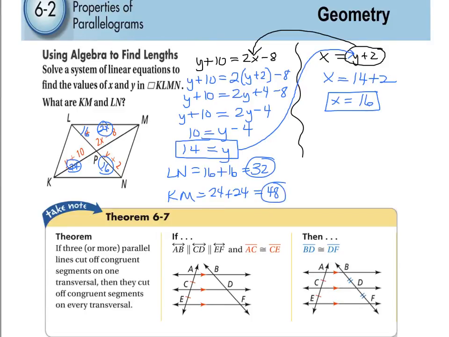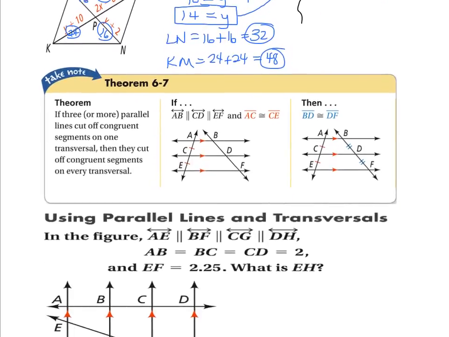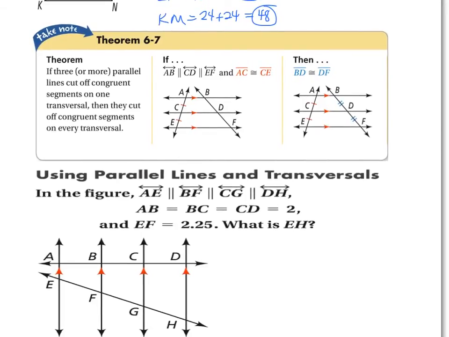In this case, you're going to have to remember how we solve a system of equations. We used substitution, where we had a single variable set equal to each other. The last theorem involves parallel lines. It says if 3 or more parallel lines cut off congruent segments on one transversal, then they cut off congruent segments on every transversal. In other words, if all 3 of these lines are parallel to each other, then AC is congruent to CE, and therefore BD is also congruent to DF.